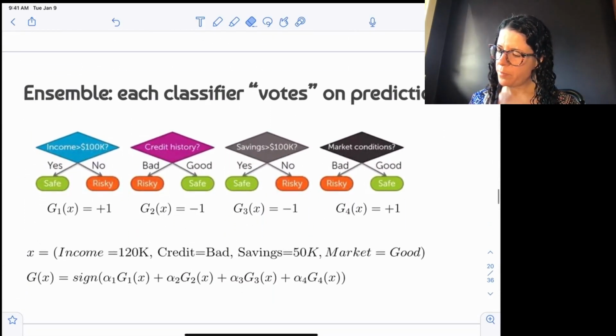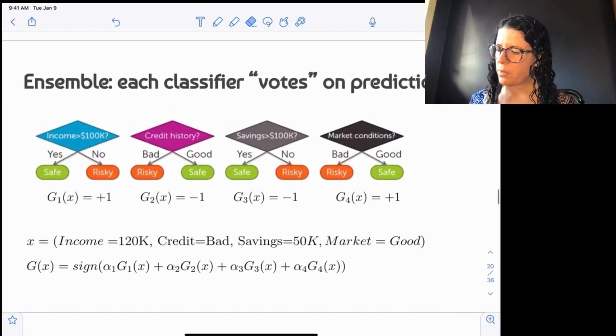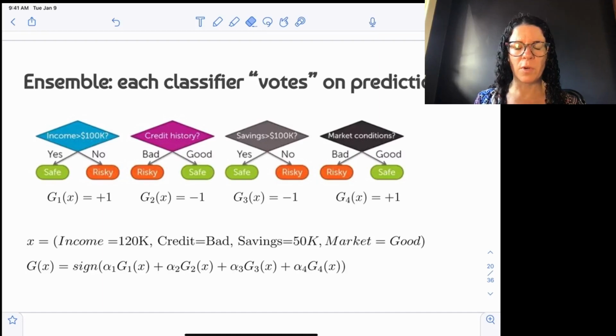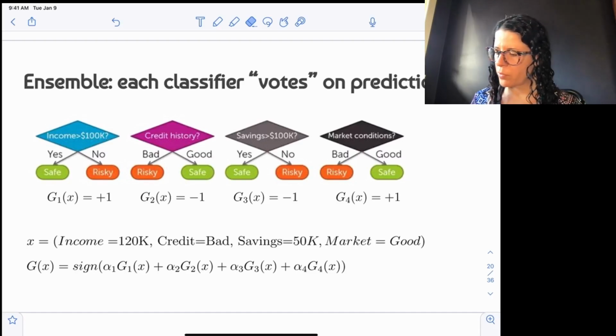So let me briefly talk about ensembles, even if most likely you guys have been looking at this before. But let's think about how we get a prediction from, say, a bunch of different trees. For example, here we have 4 trees, and each of them gives us a prediction. How can we combine them?